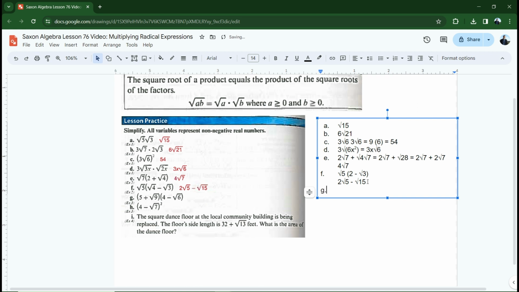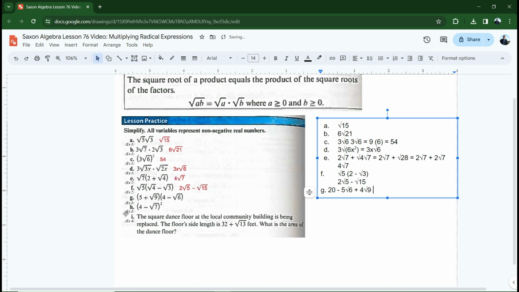Let's go to letter G. Letter G, this is going to multiply out to be a trinomial, right? Because this is like a factored trinomial. Well, let's just see what this becomes. I'm going to do first, outer, inner, last. We're going to FOIL it. 5 times 4 is 20. There's going to be minus 5 times the square root of 6. Those are the outers. Plus 4 times the square root of 9.